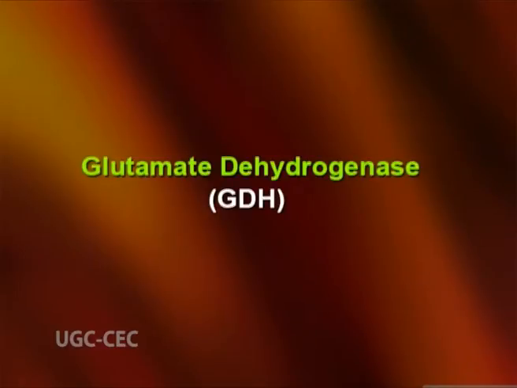While the enzyme glutamate dehydrogenase, that is GDH, does not play a direct role in the assimilation, it protects the mitochondrial functions during periods of high nitrogen metabolism and takes part in nitrogen remobilization.